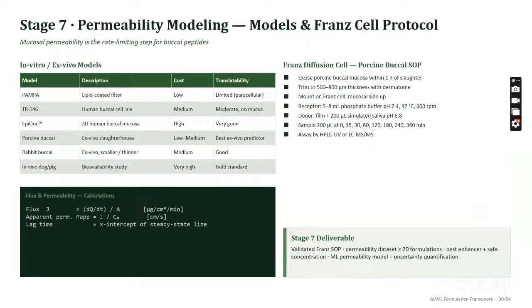Permeability method. Mucosal permeability is the rate limiting step for buccal peptides. We rank models by cost and transferability. So the Potkin buccal is the best practical XYO. Then XYO predictor, and run the standardized Franz cell protocol to get flux and permeability.